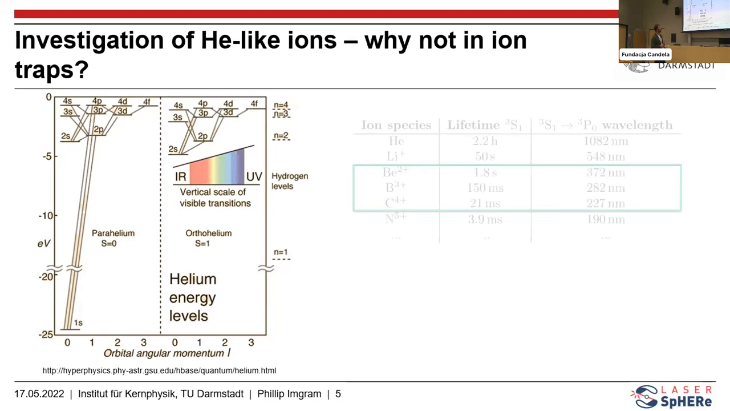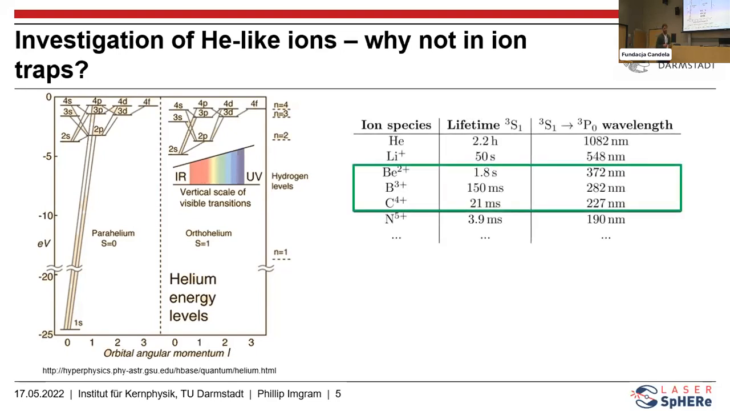Now, this triplet state, however, has a finite lifetime because it's a metastable state. And as you can see here in this table, the lifetime actually decreases pretty fast with higher Z. So helium and lithium should be able to be measured in an ion trap, but starting with beryllium, it might get hard and maybe also impossible for boron and carbon, just because the lifetime is so short.